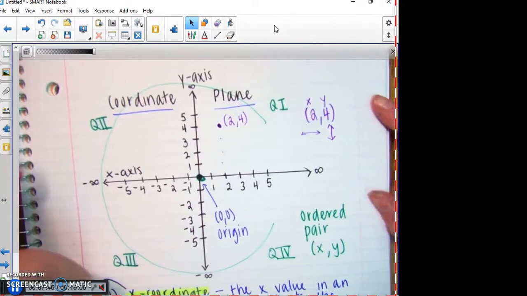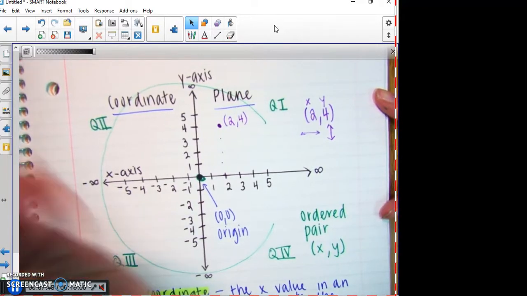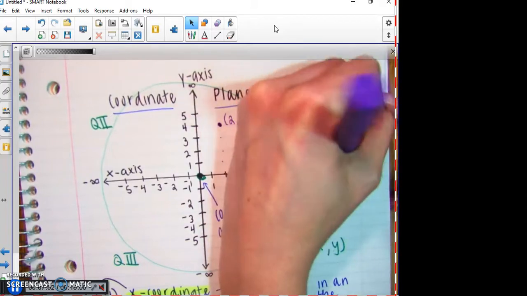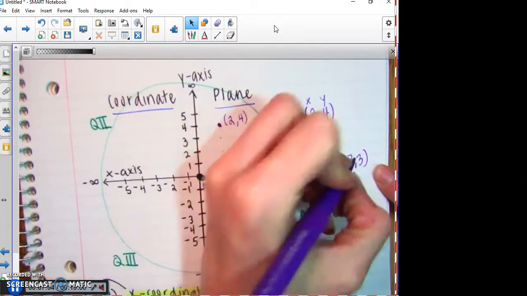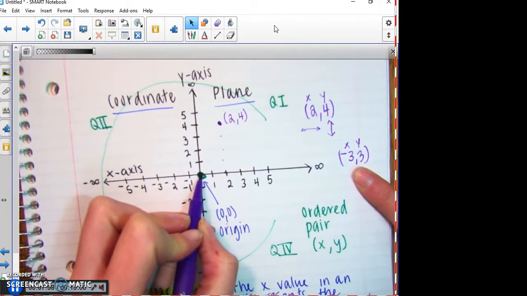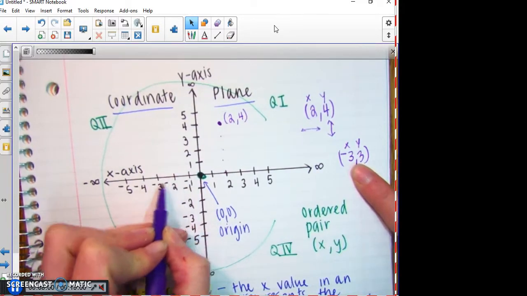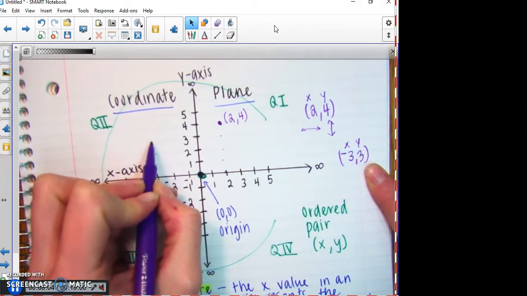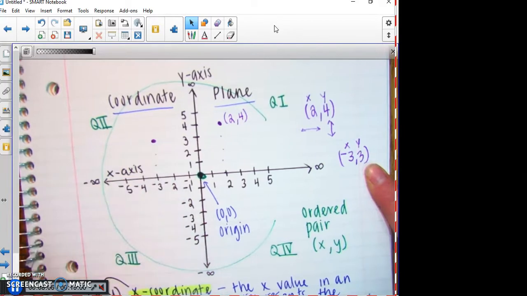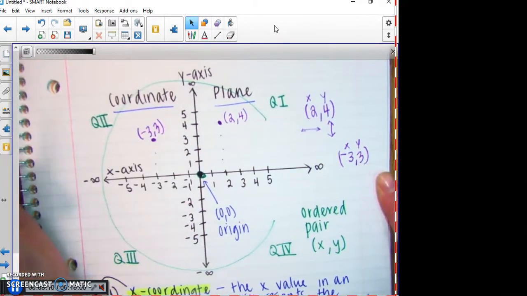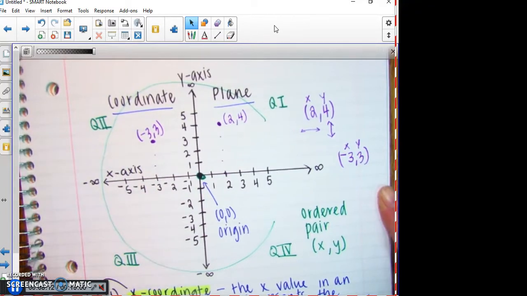Okay. How about a point with a negative, like (-3, 3)? We start with the x value first from the origin. We go to negative 3 on the x-axis, and then up to positive 3 on the y-axis. So there's (-3, 3), and we would say that that's in quadrant 2.